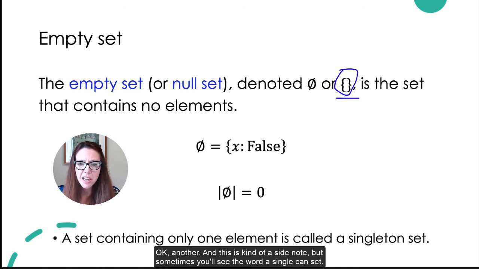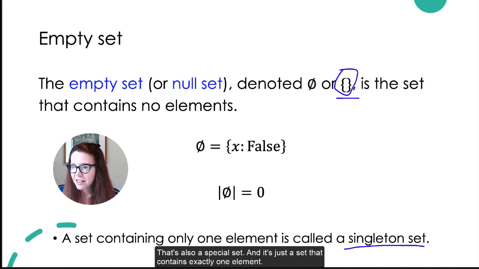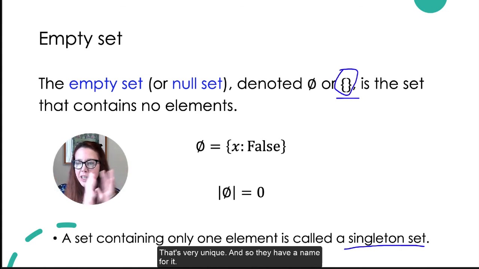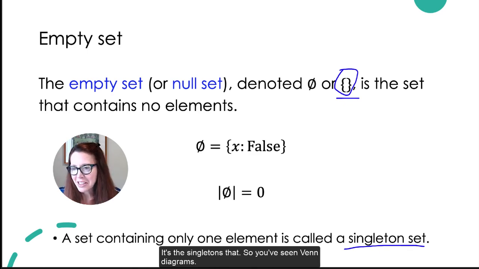Another, and this is kind of a side note, but sometimes you'll see the word singleton set. That's also a special set, and it's just a set that contains exactly one element. So there's only one thing in existence that meets that criteria, that's very unique, and so they have a name for it. It's the singleton set.